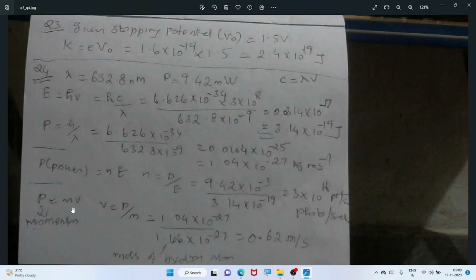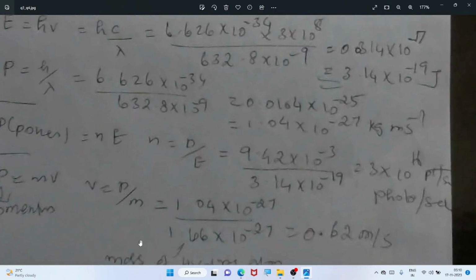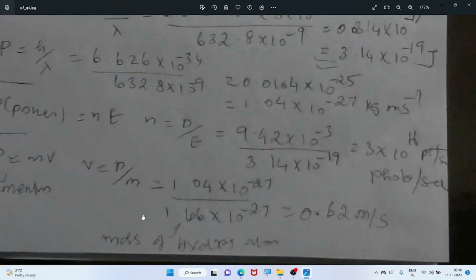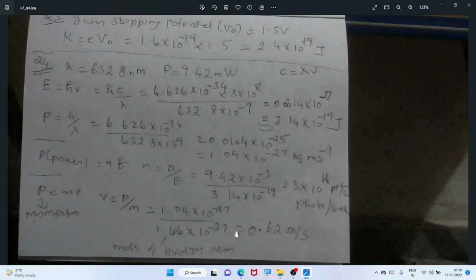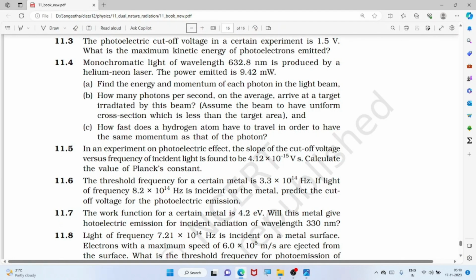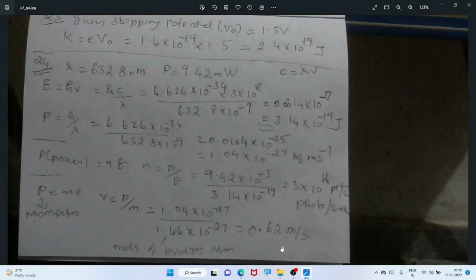So the momentum equal to mass into velocity, V equal to P by M. See, mass of the electron, mass of the hydrogen atom. So from that we can find the velocity. They are asking how fast does the hydrogen atom have to travel, the velocity of the hydrogen atom. So we are using the mass of the hydrogen atom.